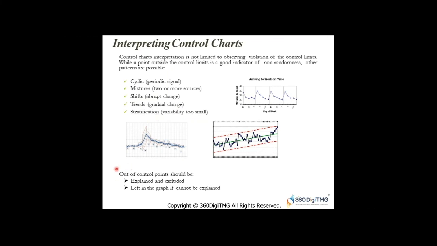So we need to analyze control charts with thorough importance. Out of control points should be explained and excluded. If you feel that that is an outlier, identify that it is an outlier, analyze it, conclude that it is truly an outlier, and then exclude it from your data while you plot the control charts. Leave it as is in the graph if you cannot explain it. If you feel that no, I think that is business as usual, I'm really not sure why that outlier has occurred, let it be in the graph and proceed with the further monitoring of the process.